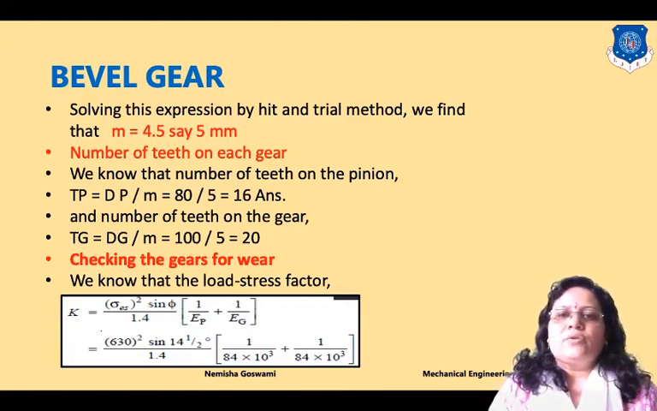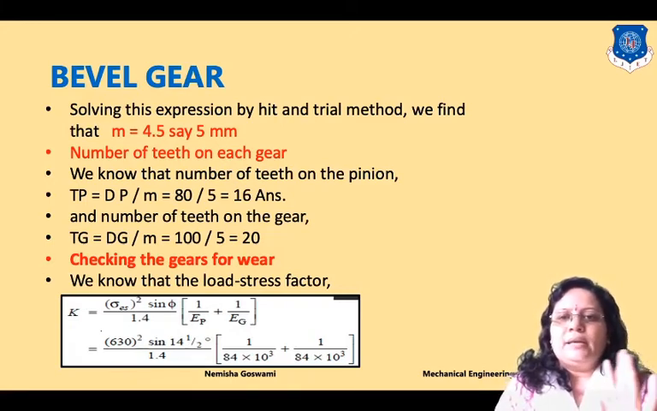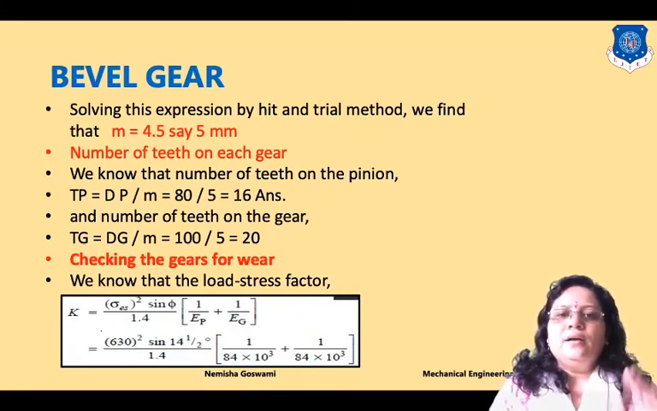Okay. So this is equal to the module. Now how to find out the number of teeth on pinion and on gear? So what is the number of teeth on pinion? We know the relation, module is equal to dp by Tp. So Tp is equal to dp by m. So you will get 16 teeth on the pinion. Similarly, the number of teeth on the gear is equal to 20, by equating all parameters in this equation.